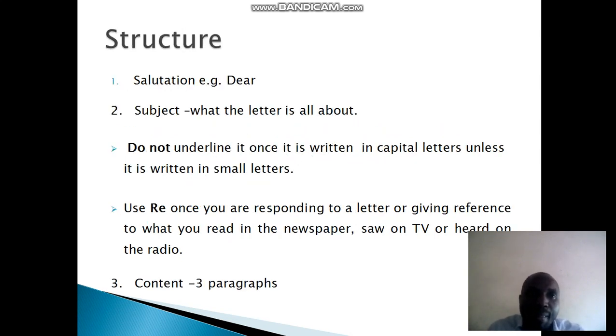So let's look at the structure. You have your salutation, you skip a line, then you have the subject. The subject is what the letter is all about. Do not underline it once it's written in capital letters, unless it's written in small letters.